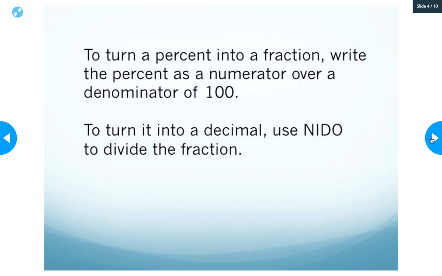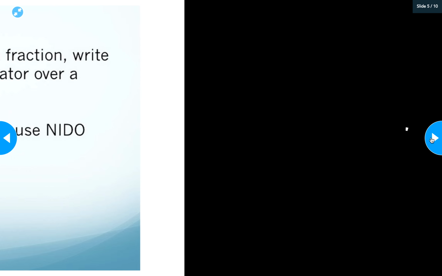Okay. So to turn a percent into a fraction, you write the percent as a numerator over a denominator of 100. Now, if you want to turn it into a decimal, you can use NIDO, numerator in, denominator out, to divide the fraction. First we have some practice. Write 45% as a fraction below. Write 109% as a fraction below.